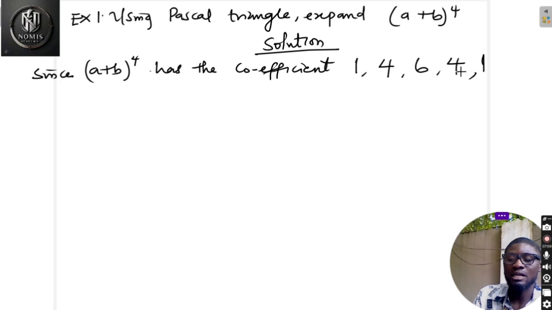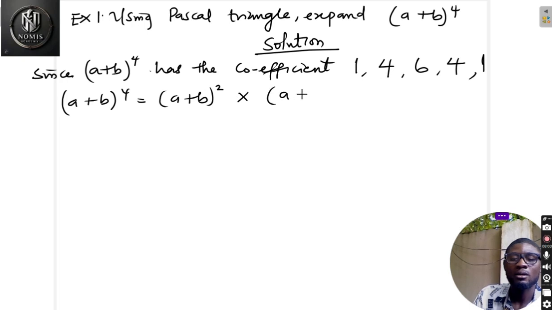So now that I know that these are the coefficients, let's take (a + b) raised to the power of 4. Is it not the same as (a + b) squared multiplied by (a + b) squared? Yes. And I know that (a + b) squared is a squared plus 2ab plus b squared.